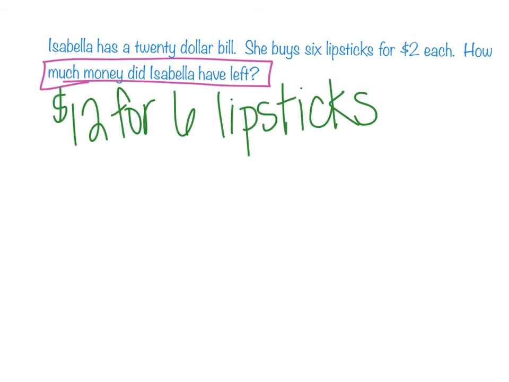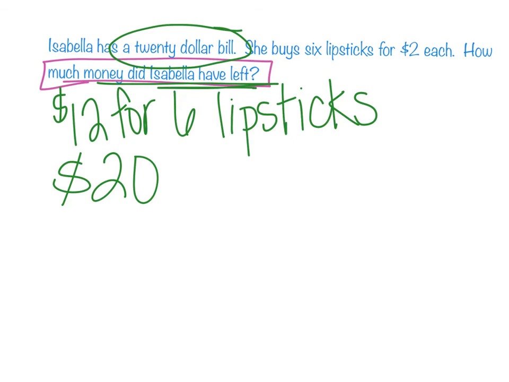The second part of my multi-step, I know that Isabella spent $12 for the 6 lipsticks, but I'm supposed to find how much money she had left after she bought them. Well, she had a $20 bill. So I know that when you go to the store, you get change back.